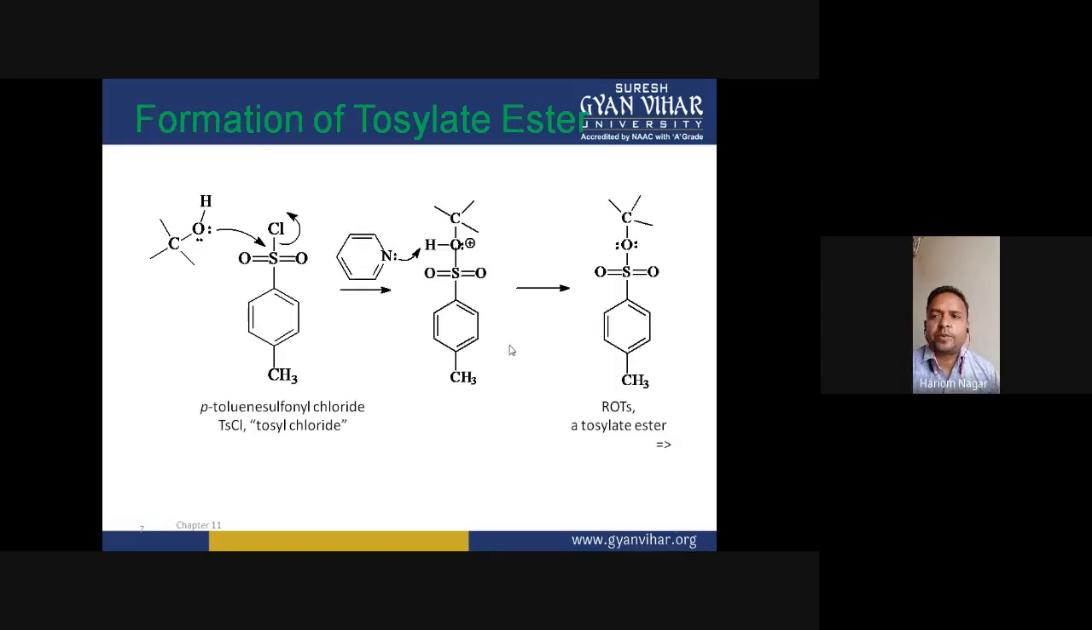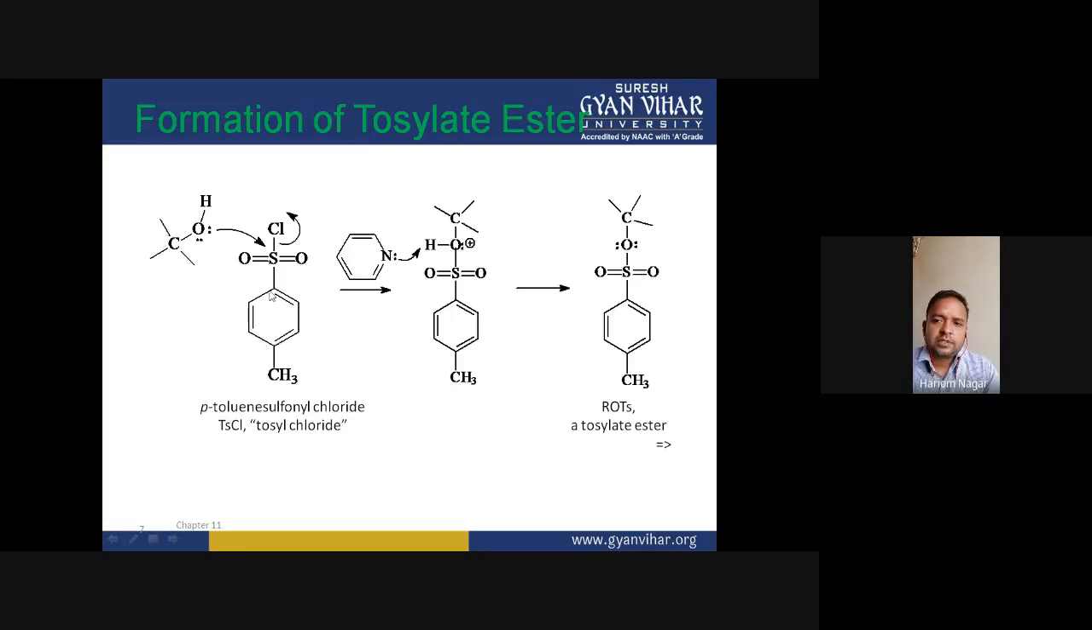Now the first reaction of esterification is the formation of tosylate ester. So here this is the alcohol, ROH, where R is an alkyl group. When the alcohol reacts with this compound, paratoluene sulfonyl chloride.